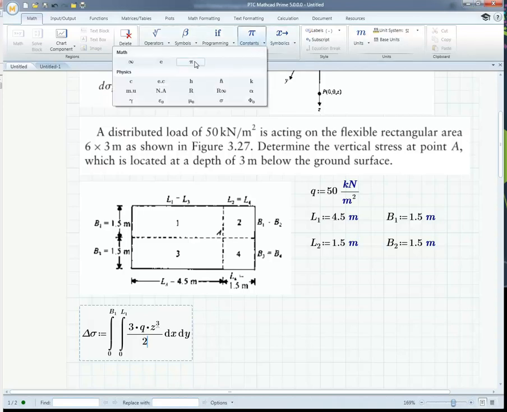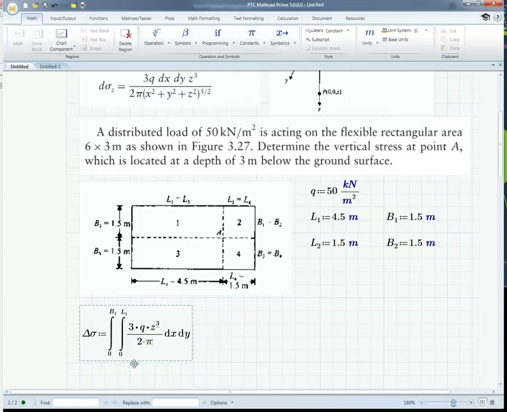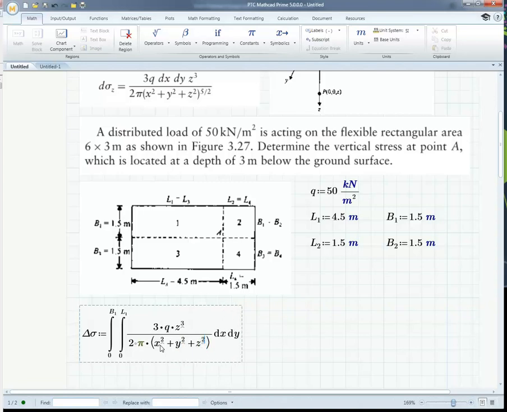You don't have to hit the multiplication key. You can just type in 2 pi, and there's implicit multiplication in there. You don't actually have to express it. So times, and then I'll use the parentheses: x squared plus y squared plus z squared, and then I'm raising this whole thing to the 5/2 power.